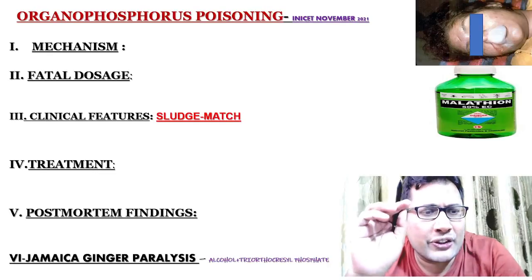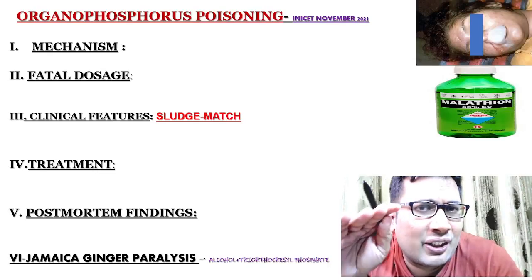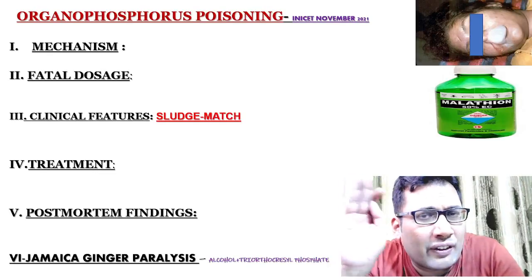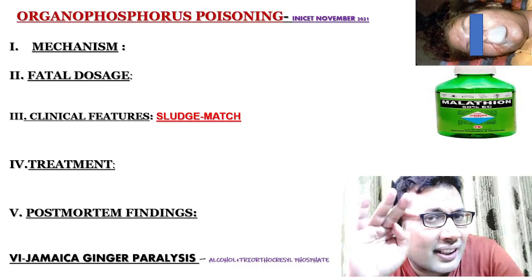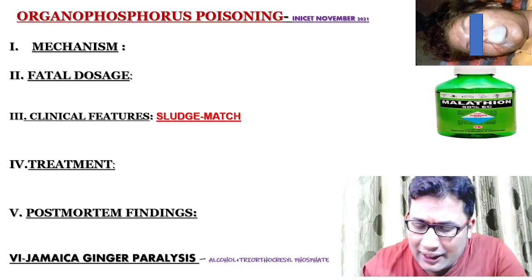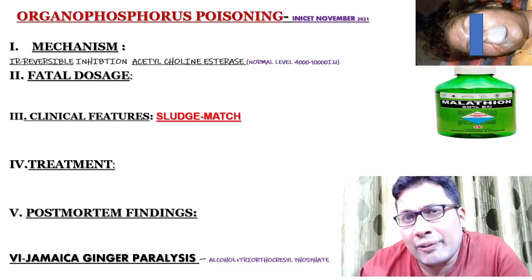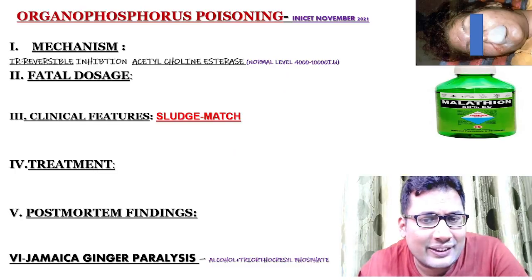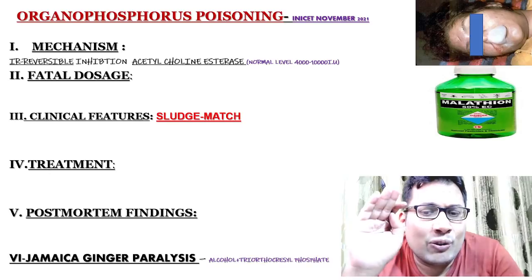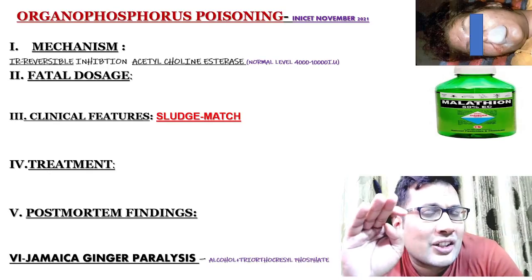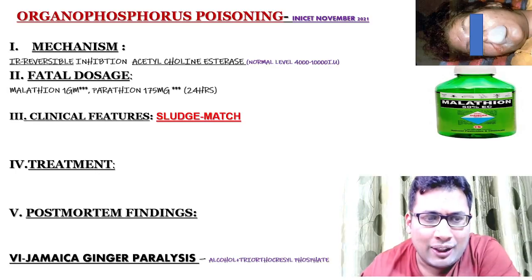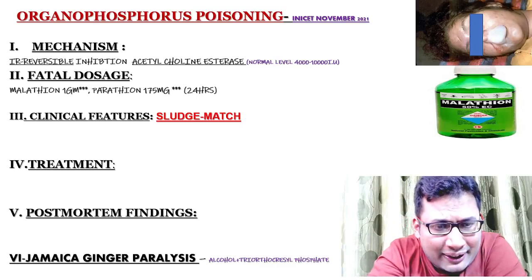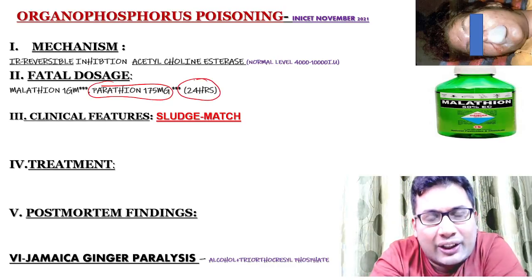Organophosphorus poisons are classified into aryl phosphates and alkyl phosphates. For example, malathion is an alkyl phosphate and parathion is an aryl phosphate. The mechanism is irreversible inhibition of acetylcholinesterase. Normal level is 4000 to 10,000 international units. The fatal dose is very small: for malathion it is around 1 gram, for parathion 175 milligrams, and the fatal period is 24 hours.